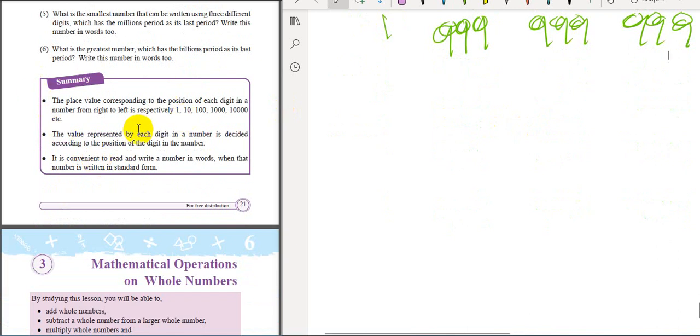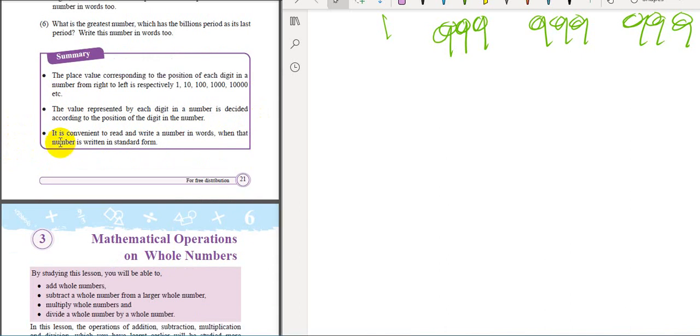Now then we'll do the summary. Before that we will summarize: the place value corresponding to the position of each digit in a number from right to left is respectively ones, tens, hundreds, thousands, ten thousands, etc. The value represented by each digit in the number is decided according to the position of the digit in the number. Okay, it's convenient to read and write the number in words when the number is written in the standard format. If it is in standard format only, we can read and write the numbers very easily.